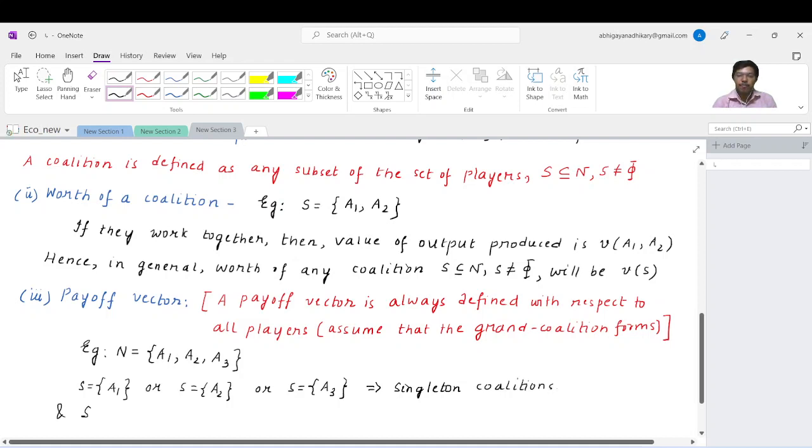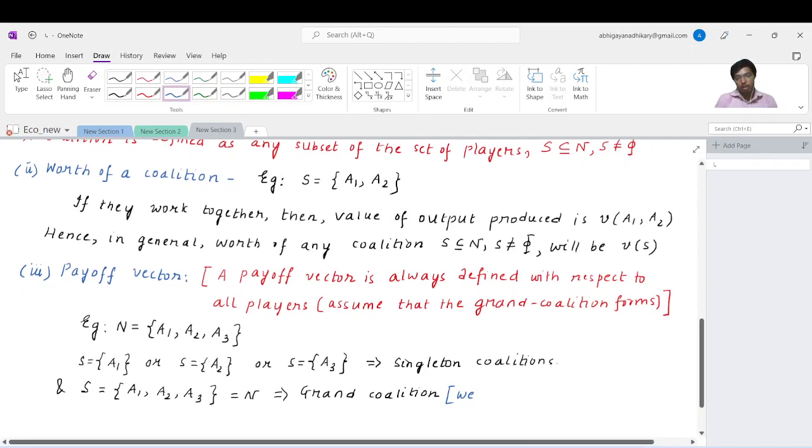And if you have S equal to all the players in the society together, that means it is N, then this is what we call the grand coalition. That means in some sense we can say that there is complete cooperation, because all the players in the society are agreeing to cooperate. This is just an informal way of understanding it. There is no such term used in game theory literature, so I just mention it: there is complete cooperation.